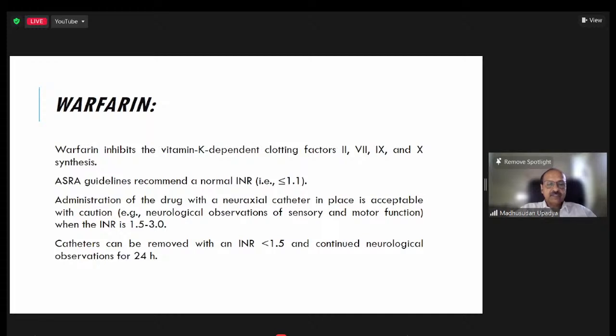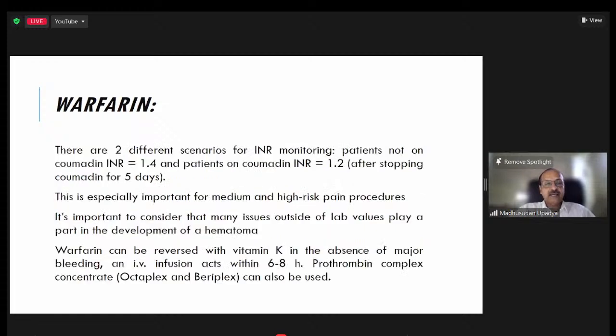And the catheters can be removed with an INR of less than 1.5 and continued neurological observation for another 24 hours. And beyond that, there is not much of a risk that the site where the catheter has been sited bleeds. Therefore, you observe for 24 hours and then can be happy.